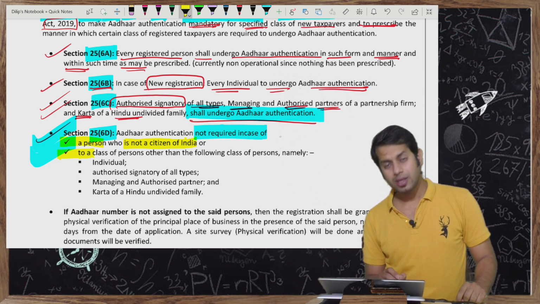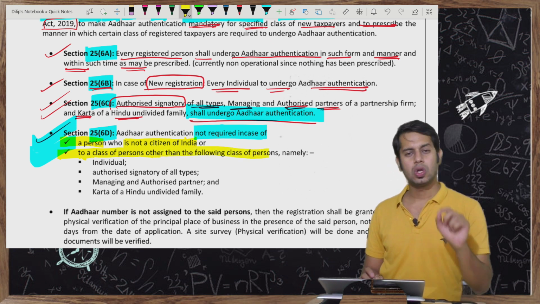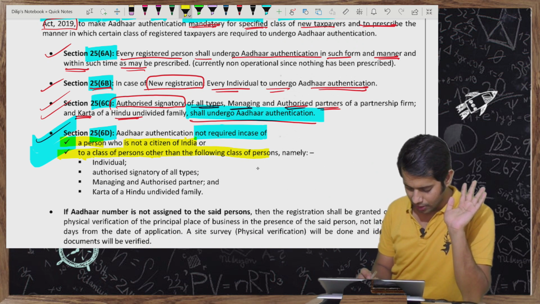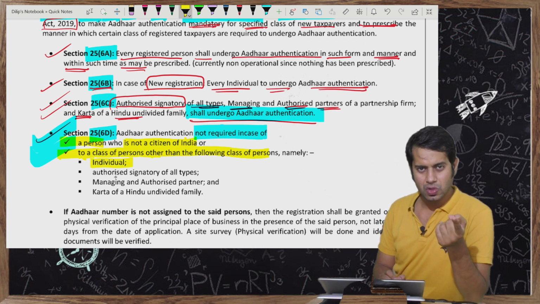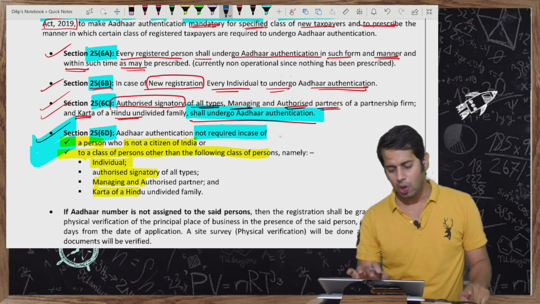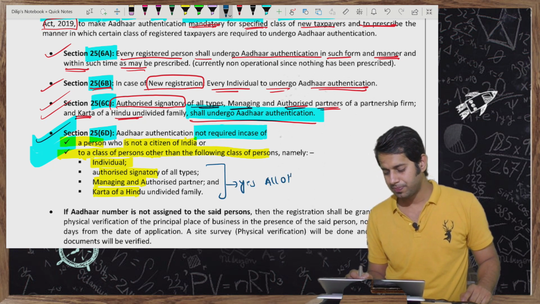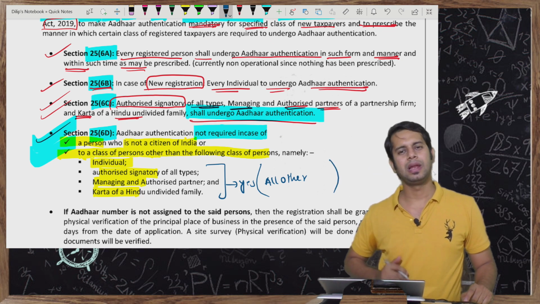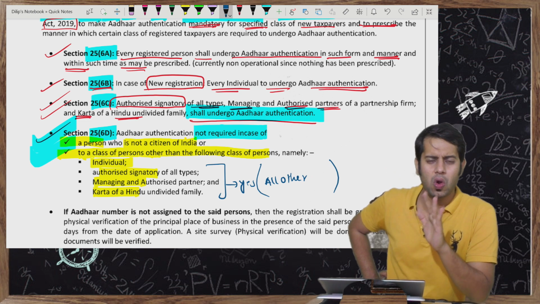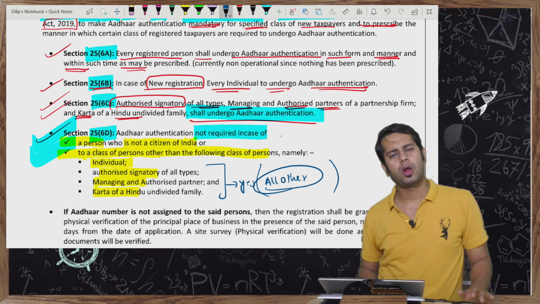Secondly, Aadhaar authentication is not required for such class of people other than the following persons. If you are not covered below, then for you also Aadhaar authentication is not required. Who, sir? If you are an individual, Aadhaar is required. Authorized signatory, managing partner, authorized partner or karta, for you, yes, it is required. For all others, other than these, Aadhaar authentication is not required.